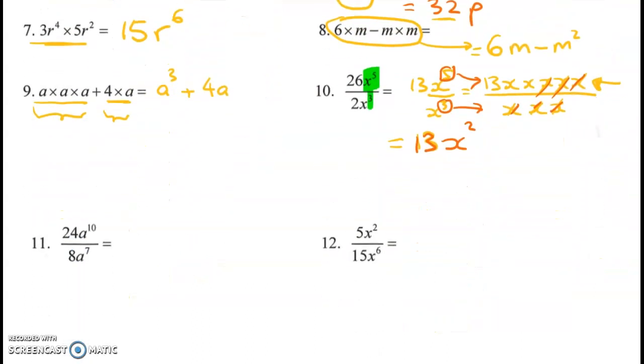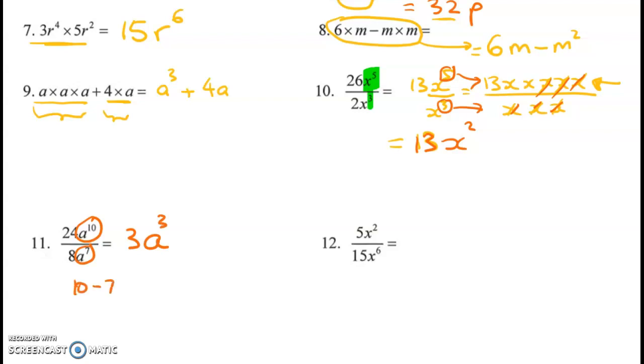Okay, if you want more practice at those, there's heaps on Dr Frost, so let me know. Next one is another example exactly like that. We've got 24 divided by 8, which is 3. And then I've got a to the power of 10 divided by a to the power of 7, which is a cubed, right? So 10 take away 7 gives me the 3.